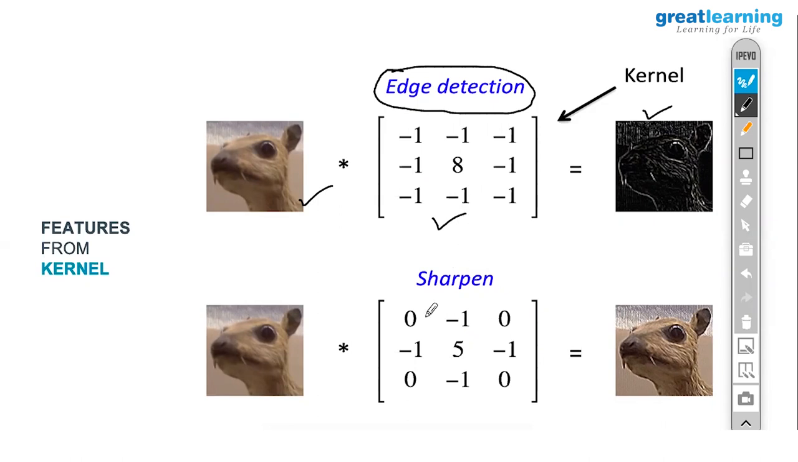Now, what is the pattern here? If I want to sharpen an image, this is how I'm going to get it. What is sharpening? You are highlighting the hidden features of the image. This is what I call sharpening. If you want to do edge detection, this is how you are going to do it. So you will see only edges over here.